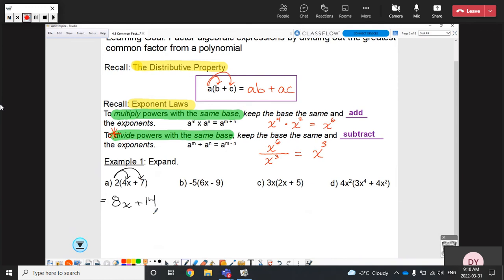Okay? Now, this is where it can become a little bit tricky when you're dealing with negatives. So if you look, we have a negative 5 out front of the bracket, a positive 6x, and it says minus 9, but really that could be treated as negative 9. So negative 5 times positive 6x is negative 30x. And then negative 5 times negative 9 is positive 45.